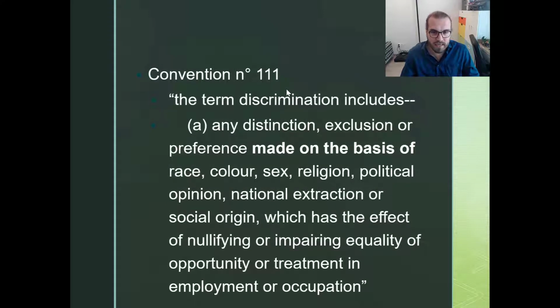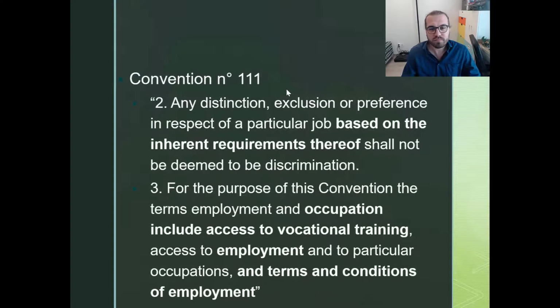Convention 111 provides also a definition of discrimination, which does not only cover sex, but also a series of other grounds. As I told you, we will see an example of these already in the homework at the end of this video, but also next week. And Convention 111 also provides for the possibility of justifying a difference in treatment, what is called a distinction. So someone can be treated differently and not be discriminated against if this is based on inherent requirements of the job.